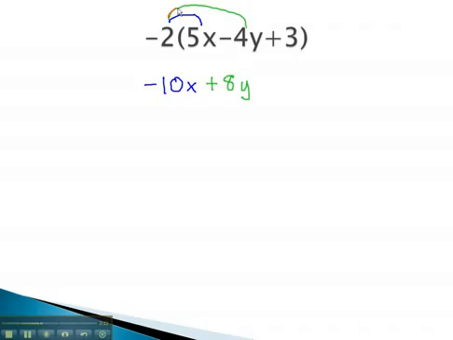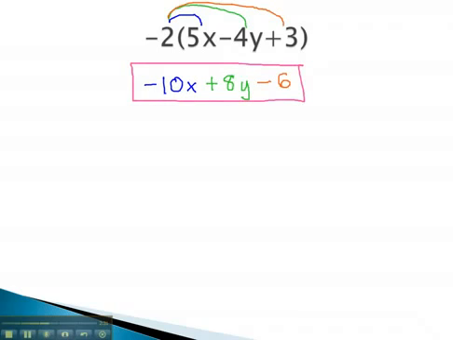Continuing to distribute all the way through the parentheses, we will multiply the -2 by the 3. That gives us -6. Again, we cannot combine the -10, the 8, and the -6 because they are not like terms. This expression is now considered simplified.